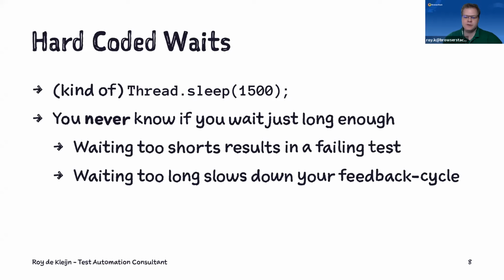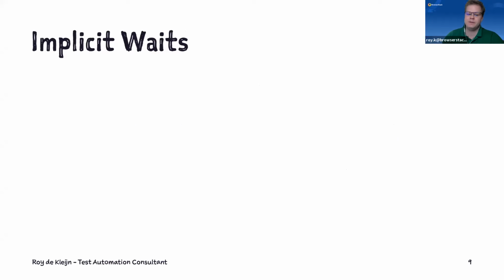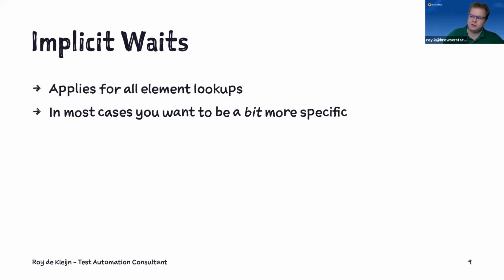So what you can do is to implement an implicit wait. That's already an improvement because the implicit wait is a dynamic wait, and the drawback is that it applies for every element lookup. So it probably will slow down your test execution a bit. And in a lot of cases, you like to be a little bit more specific in how and for what kind of elements or status you like to wait.